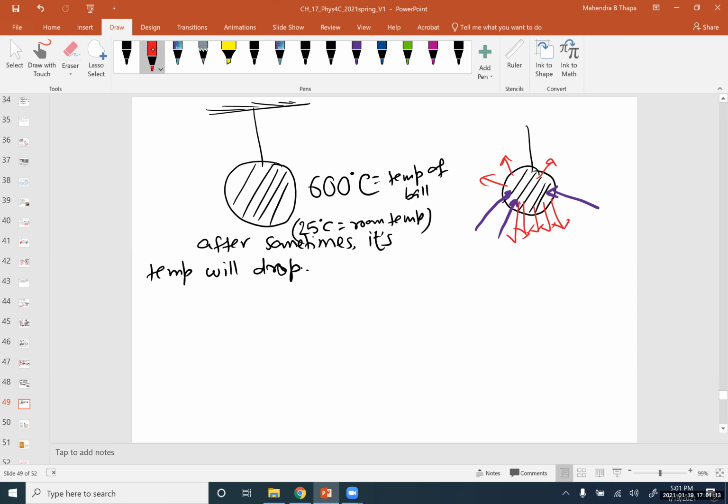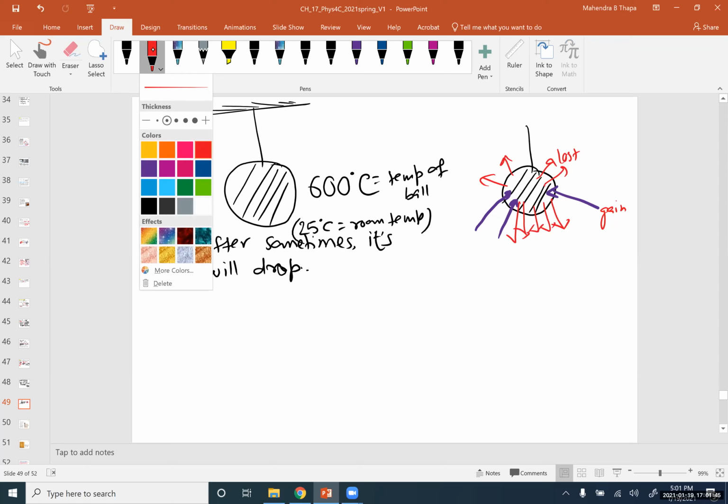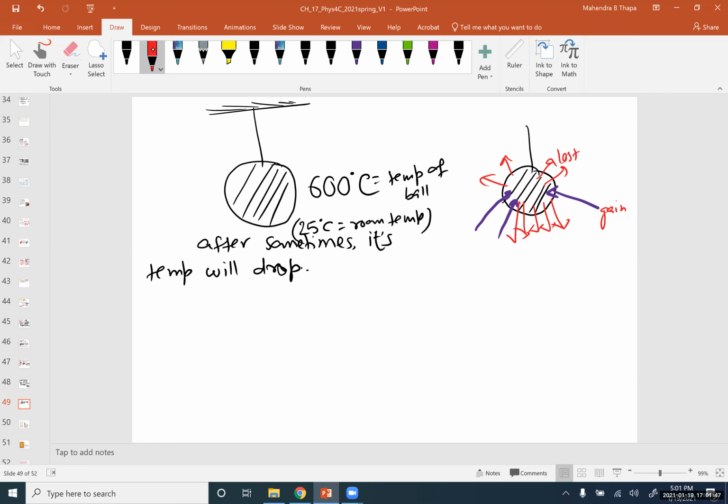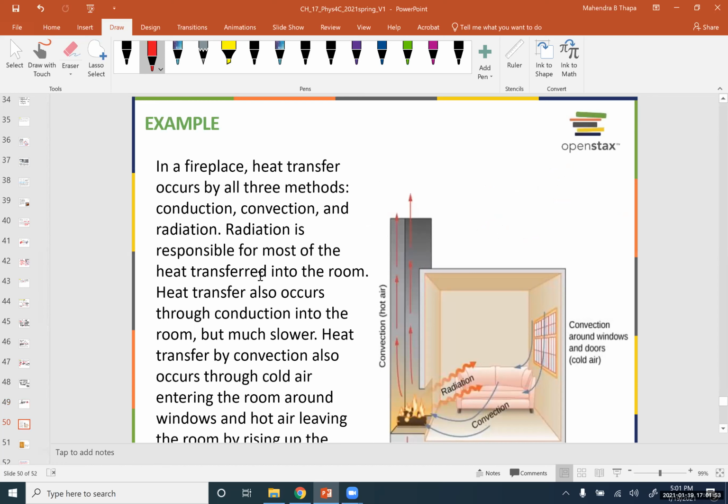Then gain. This is the losing part, and this is the gaining part. So it will gain less and lose more heat, but it does not mean that it is always losing, it is gaining also. This will happen in this kind of radiation. It depends whether it is losing or gaining heat. So in this case, it will gain less and give more heat. So these are the examples.